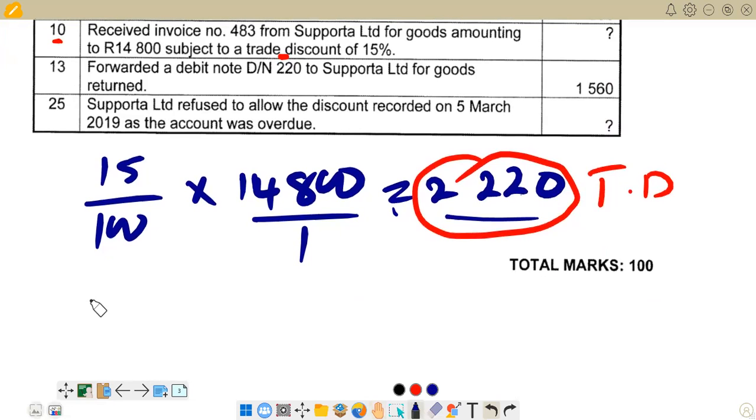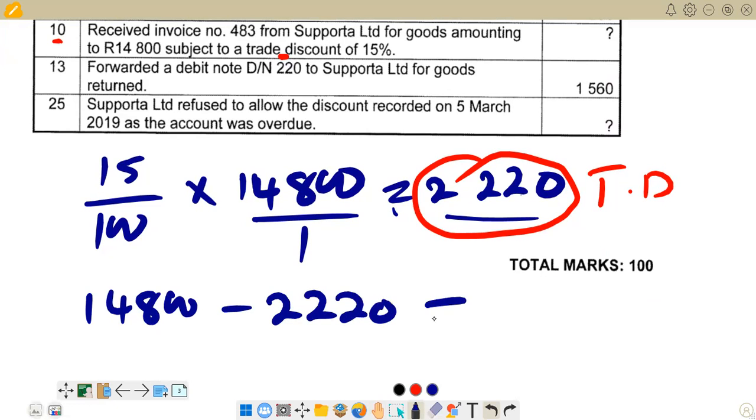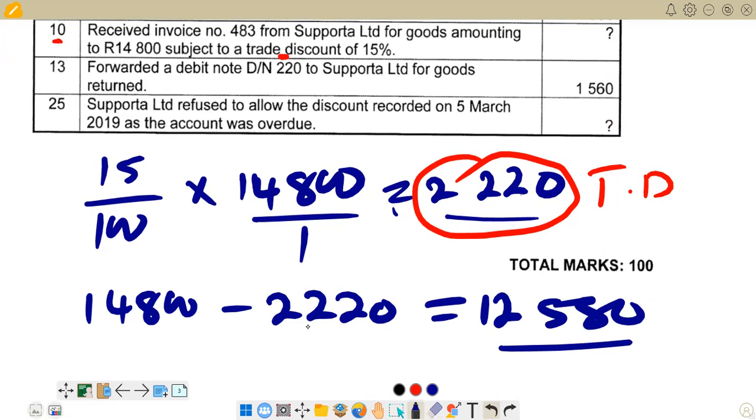So we are now saying 14,800 minus 2,220, and the figure that you are supposed to get there is 12,580. So this is the figure that we are going to show in the books, and this one is not going to be shown. It's a trade discount. So we enter that one, and on this transaction, we are seeing that it's on the 10th as our date, and it's invoice number 483 as in our details.